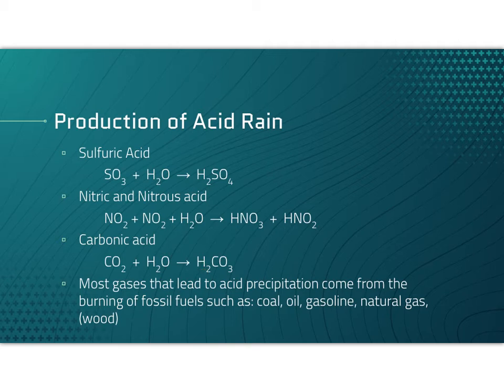Most gases that lead to acid rain come from the burning of fossil fuels, such as coal, gasoline, natural gas, etc. Of course, we know that the products of combustion are CO2, but if we don't have a perfect hydrocarbon of just hydrogens and carbons, maybe it had a sulfur or a nitrogen in it. That's how we start getting these as byproducts.